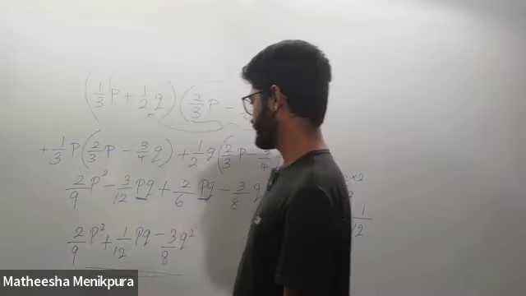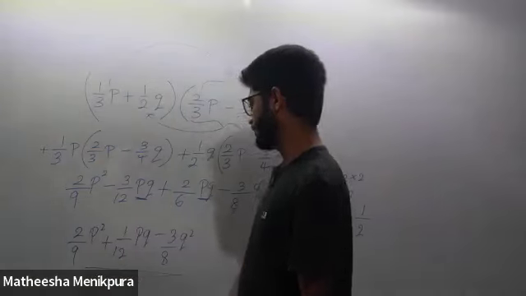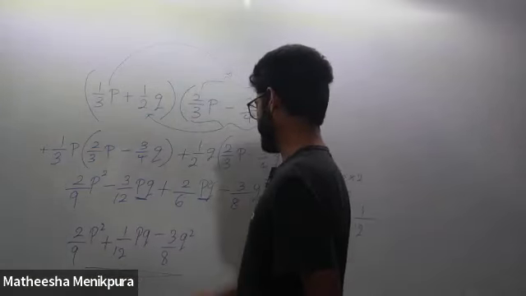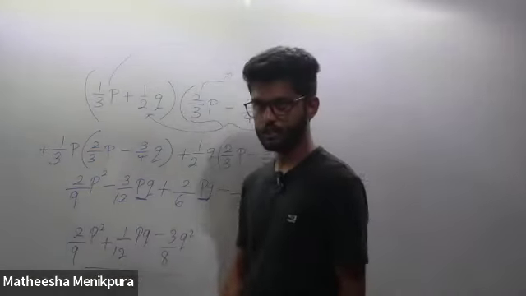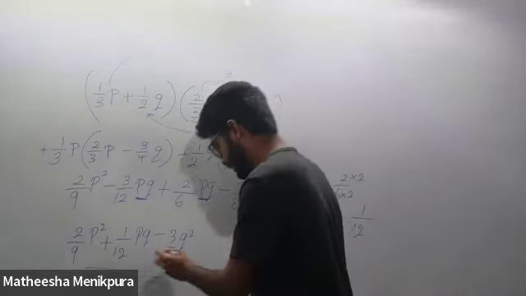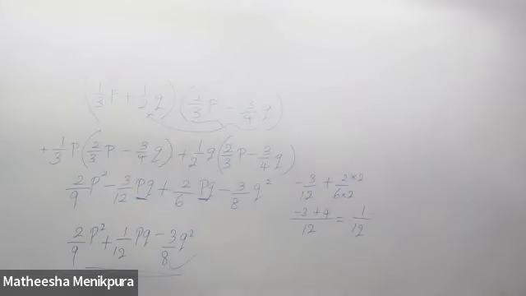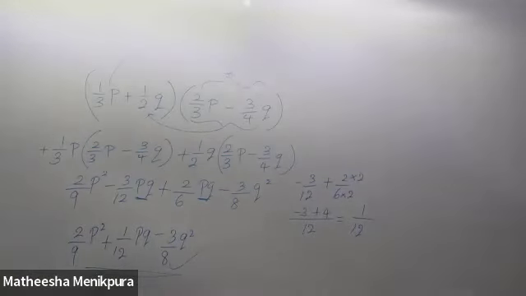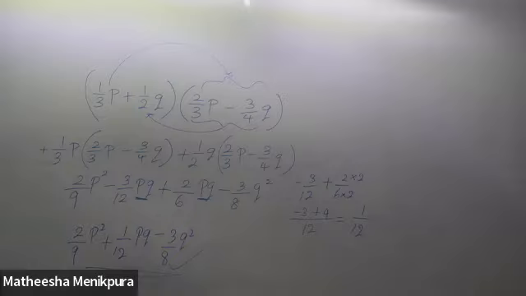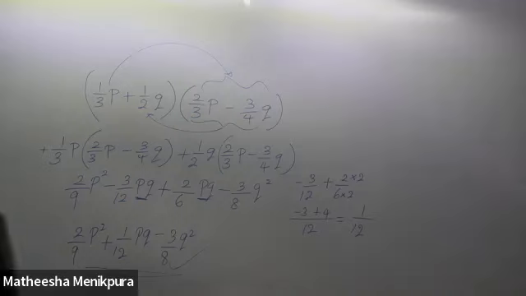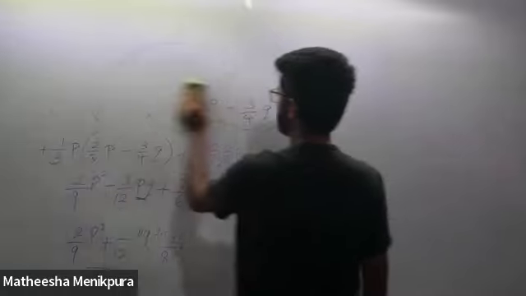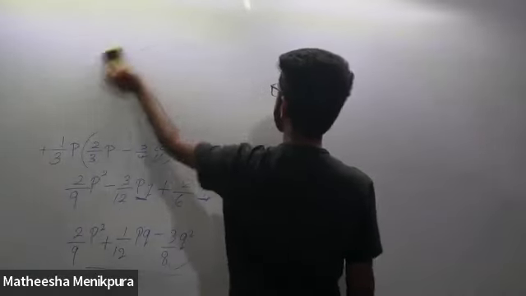So 2 over 9 p squared is here, 1 over 12 pq is here, minus 3 over 8 q squared is also there. This is the final answer, and also this is the correct answer. Who told that answer? I think it's Shakif. Did you give that answer? Yes, sir. Okay, good. Others also, if you got the correct answer, then very good. So then we'll move to the next part.